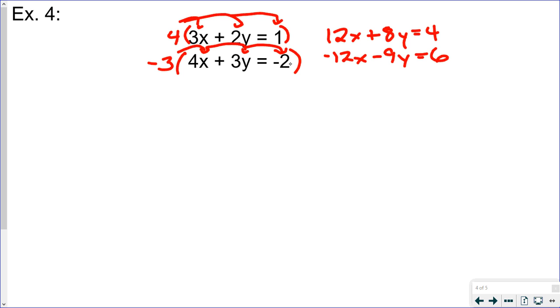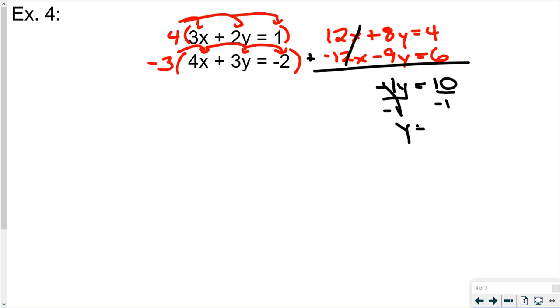And now I can add these together and cancel out the x's. So those will cancel out. 8 minus 9 is -1y. 4 plus 6 is 10. Divide both sides by -1. y equals -10. So there's half of my solution. That's the y part. Now to find the x part, I plug this in to one of the equations.